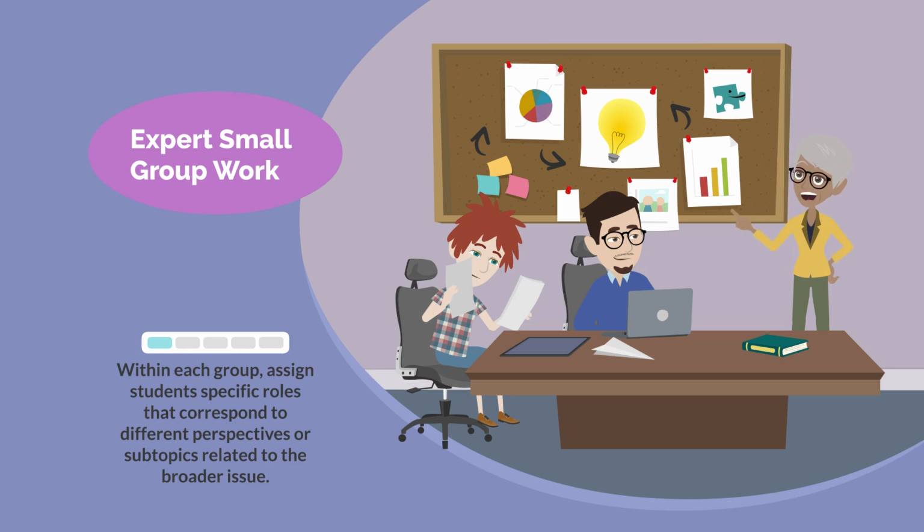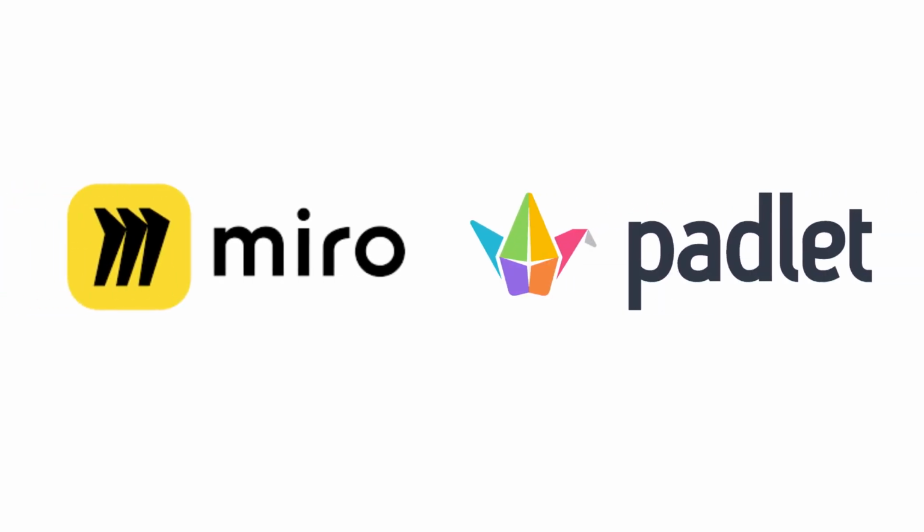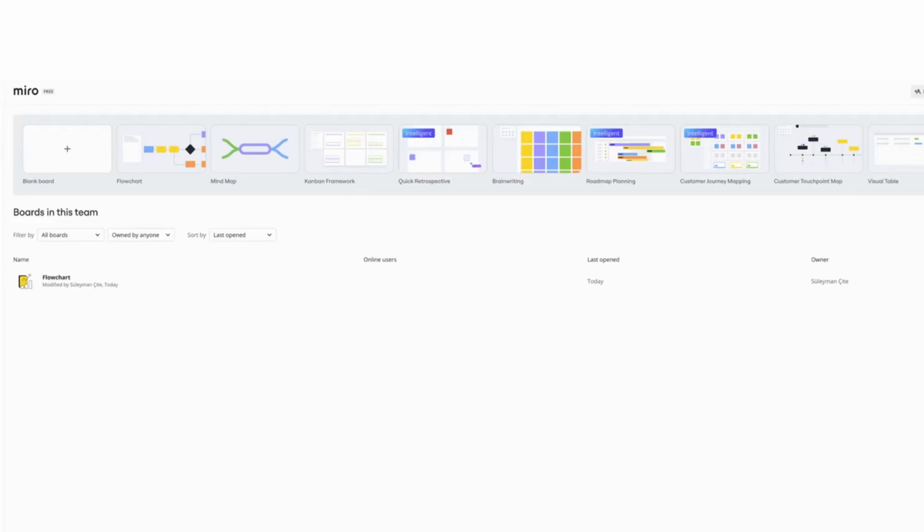Once you form your small groups, each group works as an expert for an aspect of the issue. This group conducts in-depth research into the extent of the problem for which they are responsible. At this stage, you can use digital tools such as Miro or Padlet for allowing students to make their ideas and thinking visible to group members so that they can co-construct knowledge together.